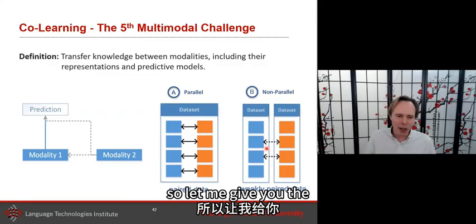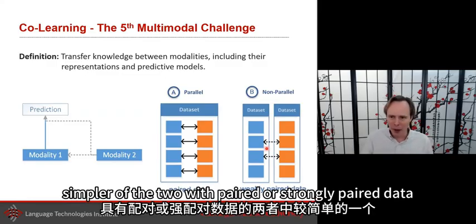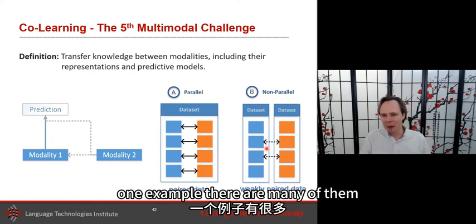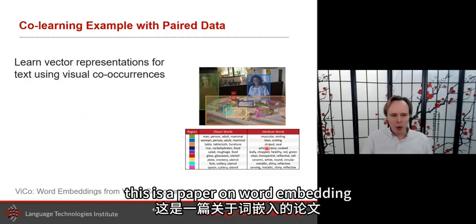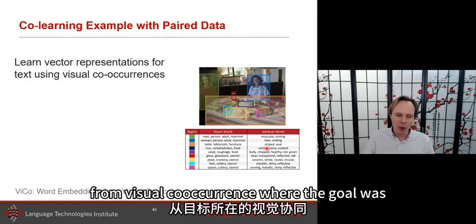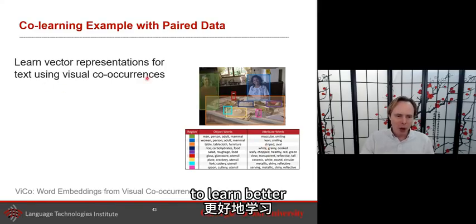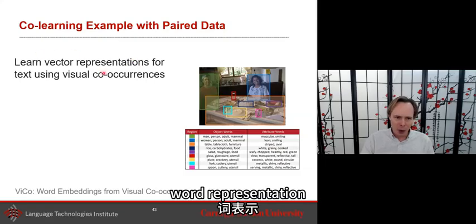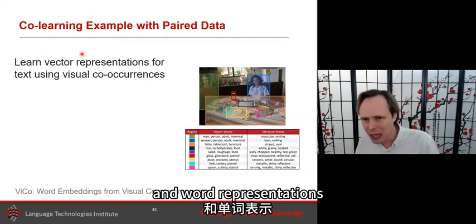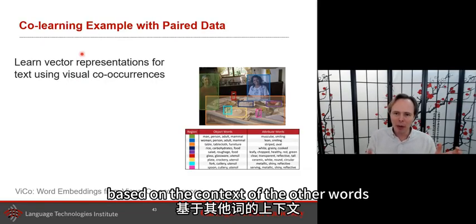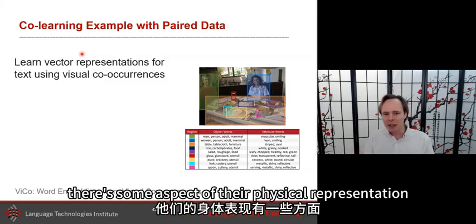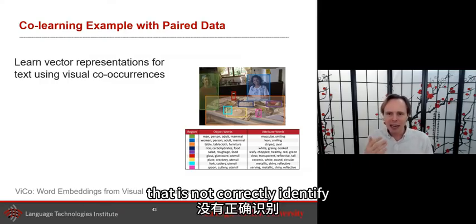So let me give you the simpler of the two, with paired or strongly paired data. There are many examples; this is just one. This is a paper on word embedding from visual co-occurrence, where the goal was to learn better word representations. And word representations, unfortunately, are sometimes learned based on the context of the other words, so there's some aspect of their physical representation that is not correctly identified.